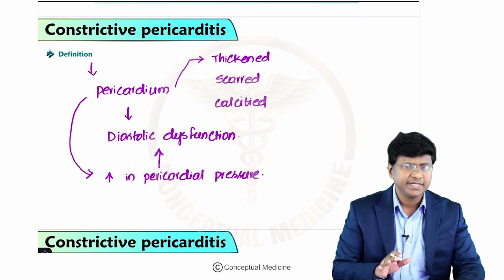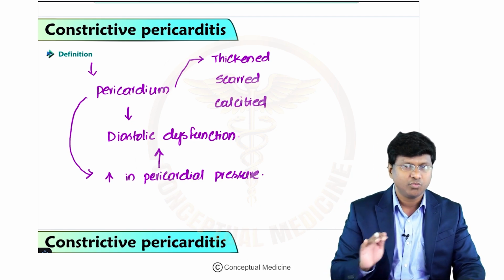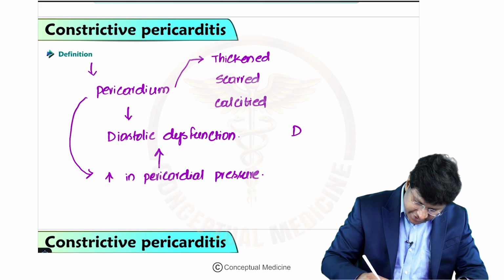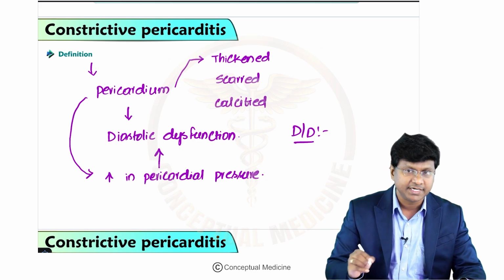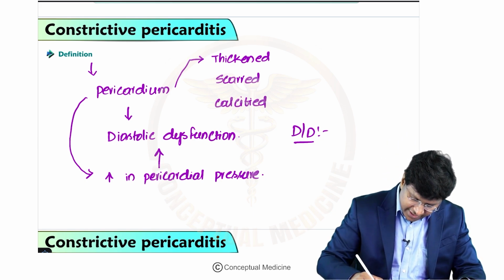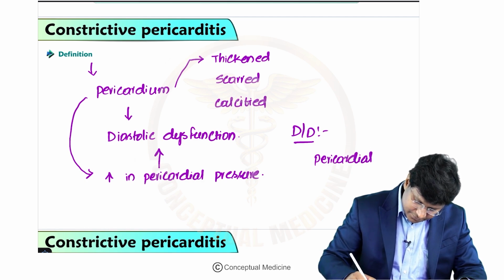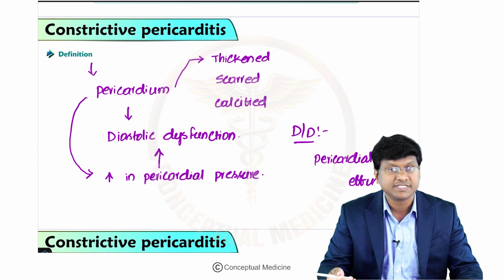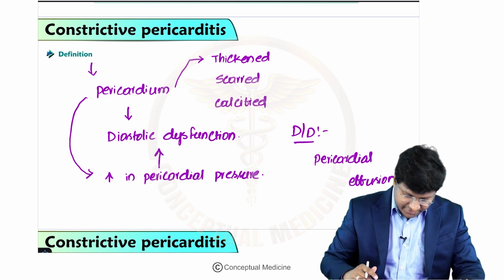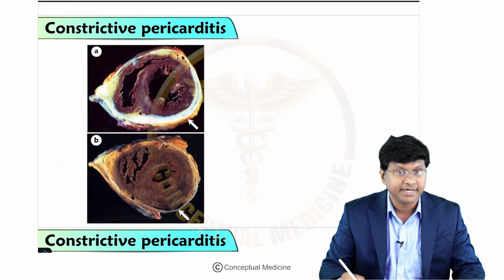And this condition is more or less similar to that of cardiac tamponade, but there are certain differences. What are those differences? I'll tell you. The differential diagnosis you need to consider in a patient with constrictive pericarditis is cardiac tamponade, or in fact pericardial effusion, because even in pericardial effusion there is an increase in the pericardial pressure, due to which there will be diastolic dysfunction.